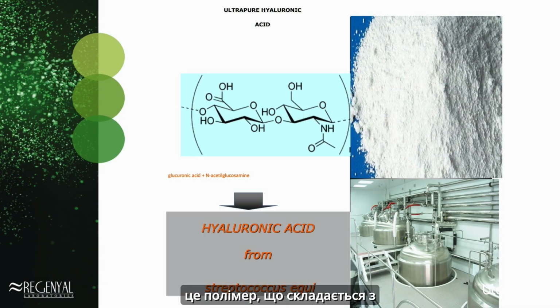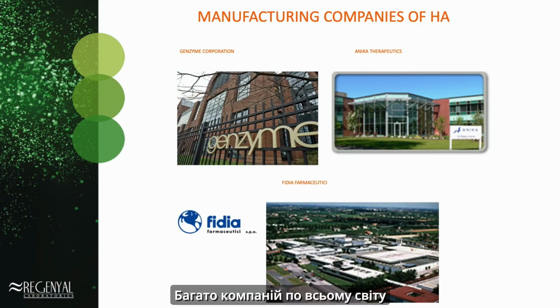Hyaluronic acid is a polymer consisting of N-acetyl-D-glucosamine and glucuronic acid. Now, through bacterial fermentation, a powdery raw material is obtained, which is then hydrated and processed to obtain the desired fractions. Many companies around the world produce hyaluronic acid.